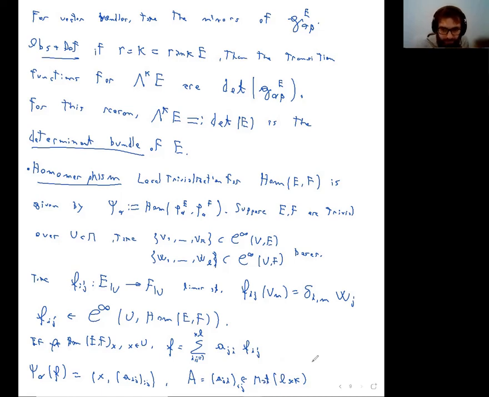To make some sense. And in particular, this makes the change of coordinates very nice. So if we change coordinates in E and F, if we use the transition functions, we get that A alpha, if we do this with respect to phi alpha E and phi alpha F, is this matrix multiplication.